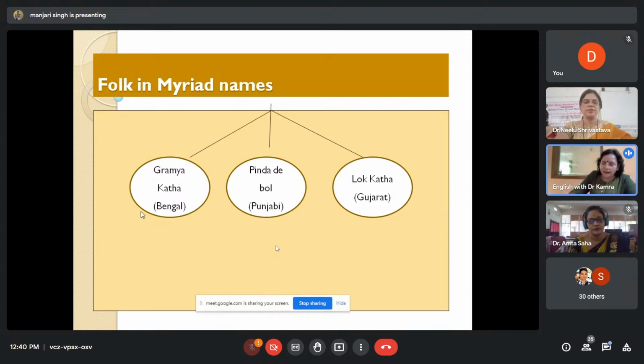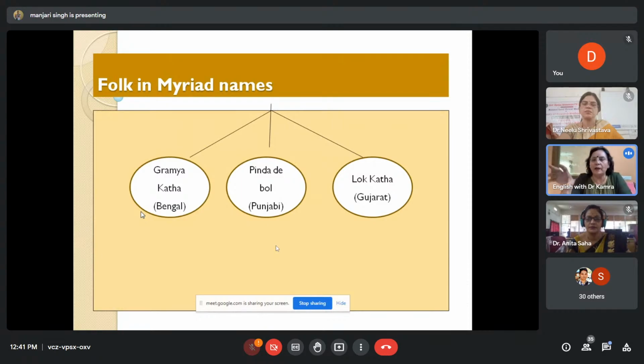Okay. Thank you so much. And the second one is the relationship between two or more literatures. And the third one, he says, is identifying it with world literature. So we have already seen these two. And now I focus on folk literature. And folk literature, you'll find, creates a lot of confusion for us because it has different names. For example, in Bengal, it is called Brahmi Katha. In Punjabi, it is Pinda de Bol. And in Gujarati, it is Lok Katha, and so on.